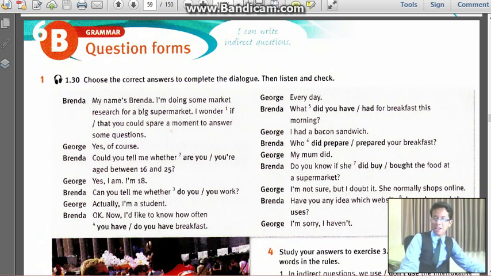Okay, everything's great. Ladies and gentlemen, now we're gonna kick off with exercise number 1 on page number 60. Open your books to page number 60, and we will do it tonight. It is 6B grammar about question forms. There are a lot of kinds of questions. Those are WH questions and yes/no questions.